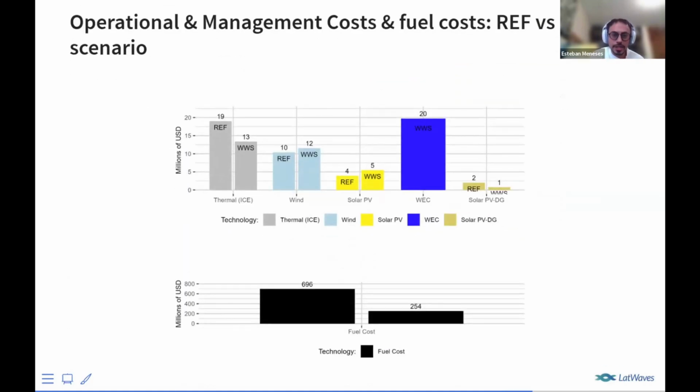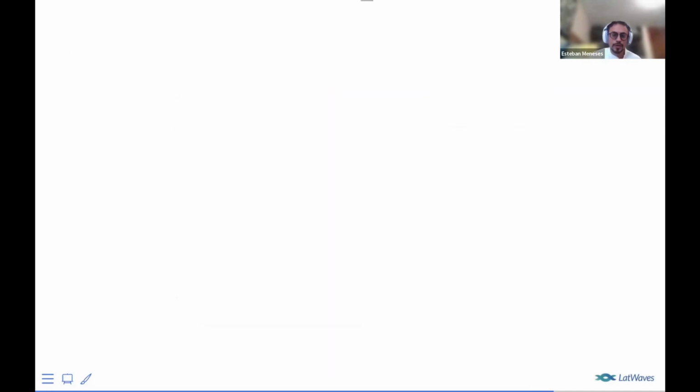For the operational management and fuel costs between the referential scenario and the scenario with WEC, we can also see that in almost all technologies, the scenario with WEC is more expensive than the referential scenario, with the exception of the thermal power plants. But when we talk about the fuel cost, the referential scenario is way more expensive than the scenario with WEC. This is due to the upward trend of the fuel prices that we considered.